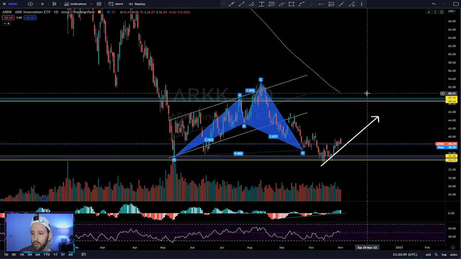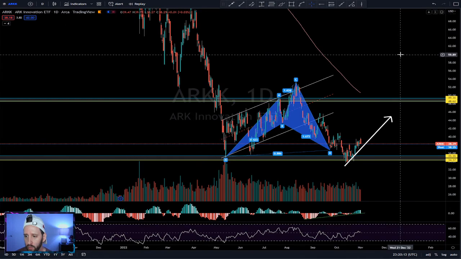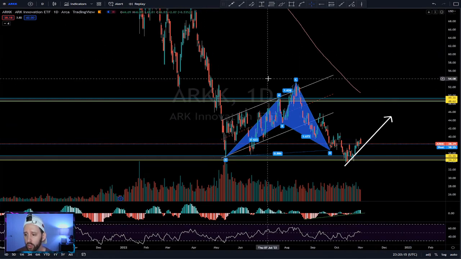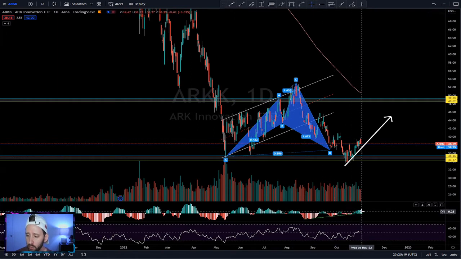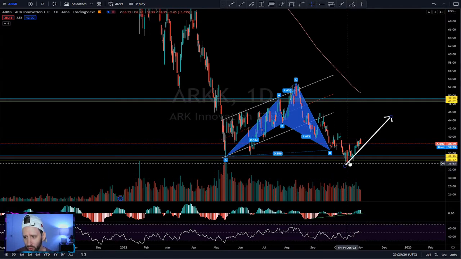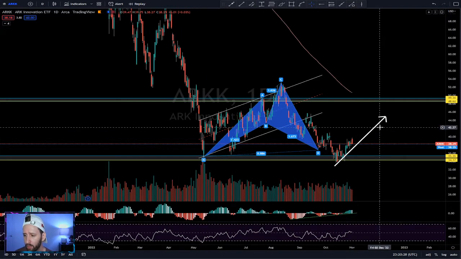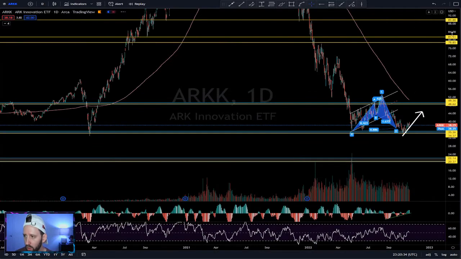Let's take a look at ARK. So ARK on the daily, actually, what you're doing is you're putting in a bullish Shark and you're at the pattern completion zone still with triple bullish divergence on your MACD. Your RSI is in the neutral zone as it stands, but you have seen some follow through on price from these low levels. And when you zoom out and take a look, what have you actually done on ARK?